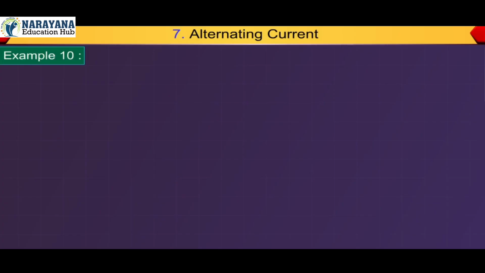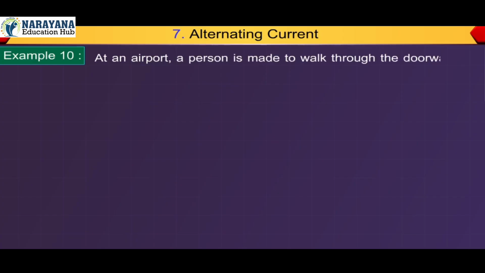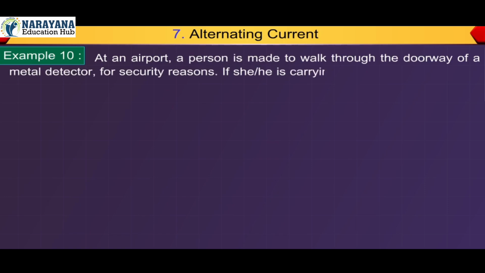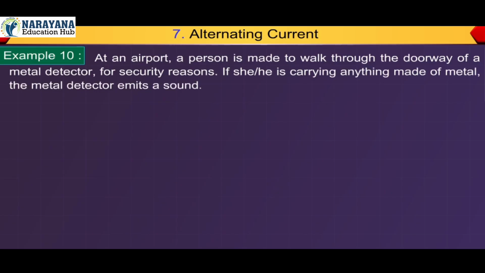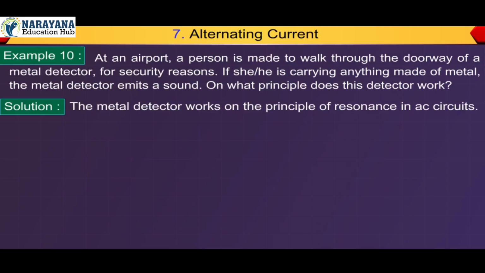Example 10. At an airport, a person is made to walk through the doorway of a metal detector for security reasons. If she or he is carrying anything made of metal, the metal detector emits a sound. On what principle does this detector work? Solution: the metal detector works on the principle of resonance in AC circuits.